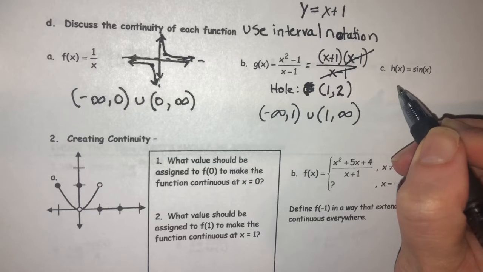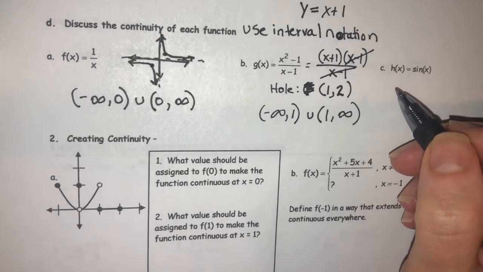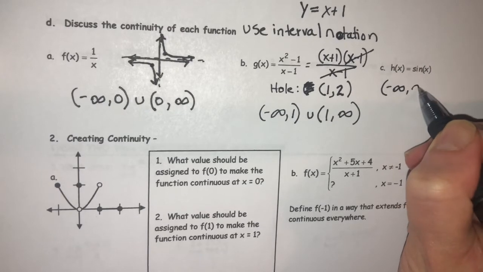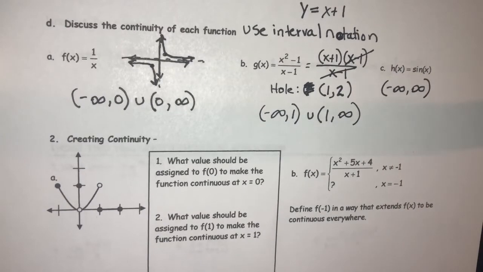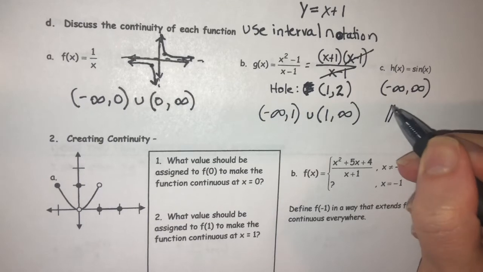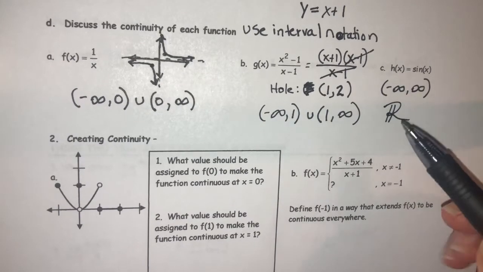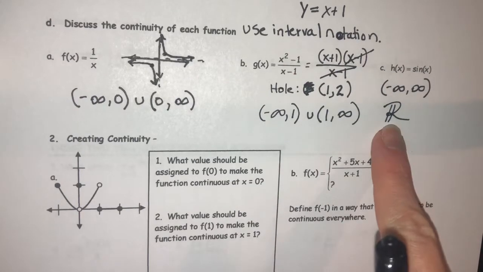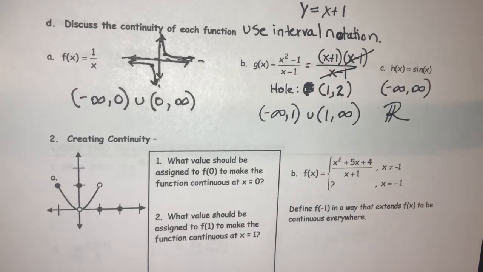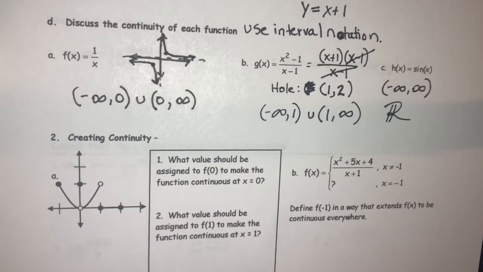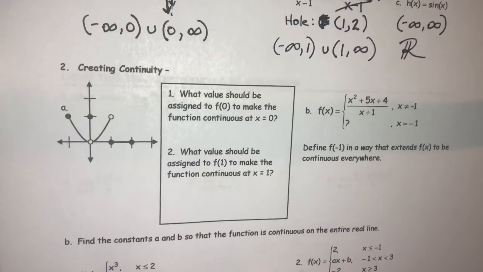So this function is everywhere continuous, from negative infinity to positive infinity along the entire real number system. Or another way to write that is the set of all real numbers. And even if I tell you to use interval notation, you can use this because it represents a set of all real numbers. Same thing, these can be used interchangeably. Okay, moving along, creating continuity.